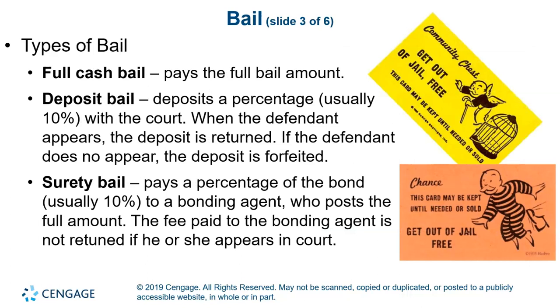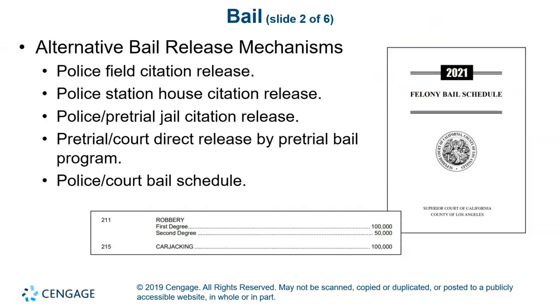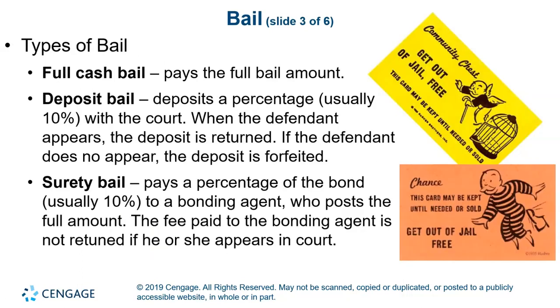All right, so what are some types? So remember, these are mechanisms. These are alternative bail release mechanisms. These are the types of bail. So there are a variety of ways or mechanisms to secure bail depending on the jurisdiction, the crime, and the defendant. First would be full cash bail.